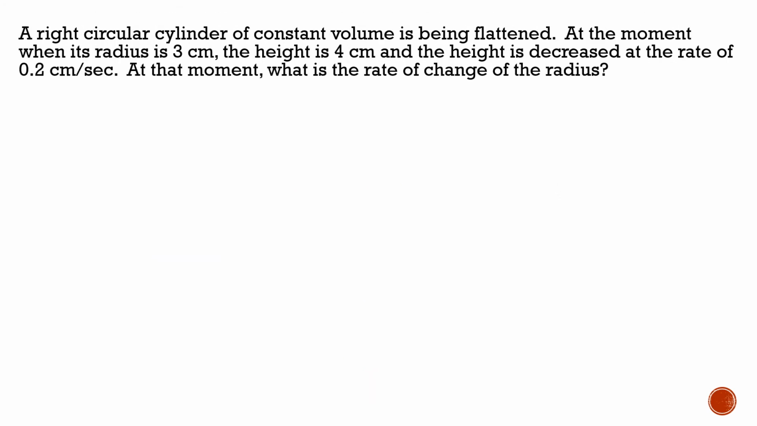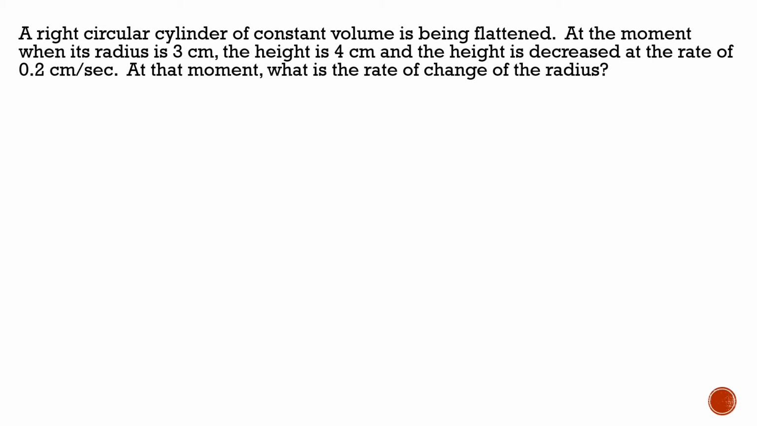A right circular cylinder of constant volume is being flattened. At the moment when its radius is 3 centimeters, the height is 4 centimeters, and the height is decreasing at a rate of 0.2 centimeters per second. At that moment, what is the rate of change of the radius?